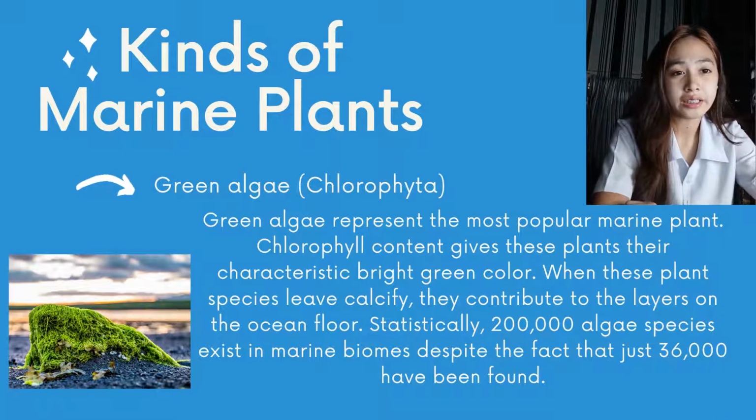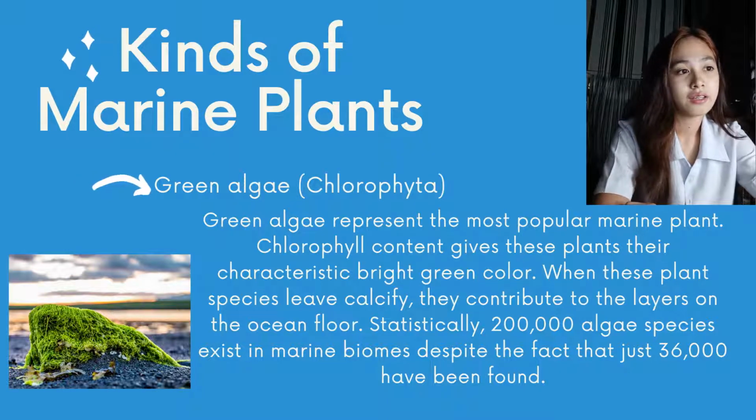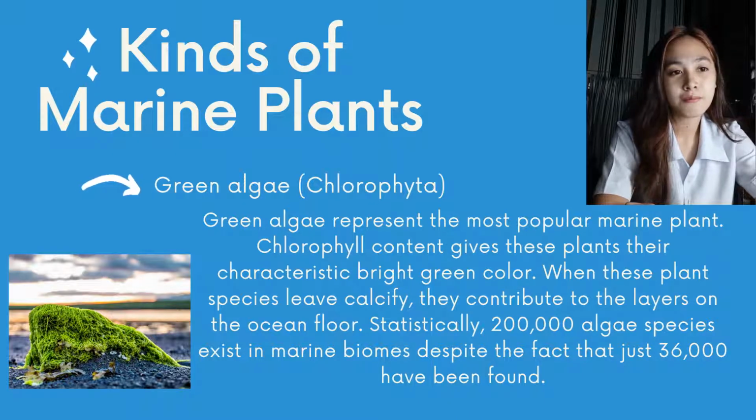Next one is the green algae. It represents the most popular marine plant. Chlorophyll content gives these plants their characteristic bright green color. When these plant species leaves calcify, they contribute to the layers on the ocean floor. Statistically, 200,000 algae species exist in marine biomes, despite the fact that just 36,000 have been found.